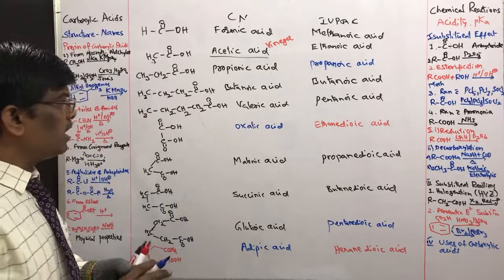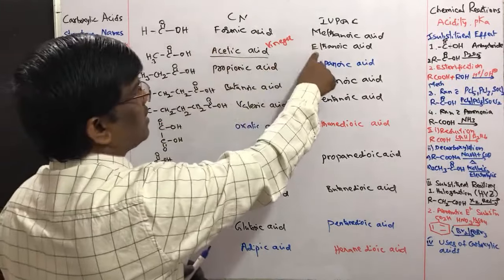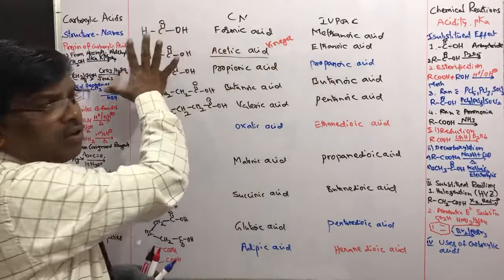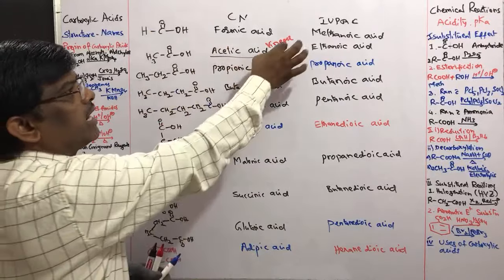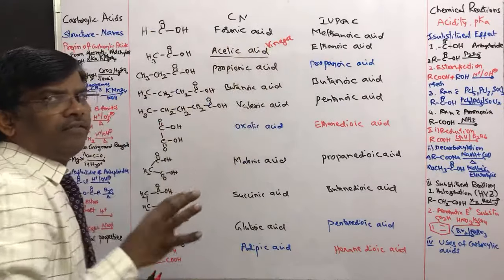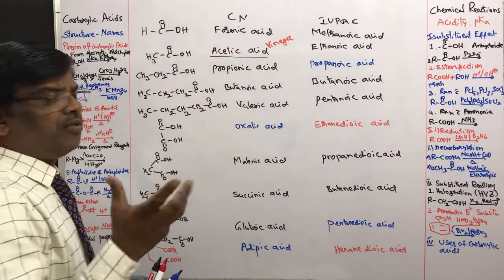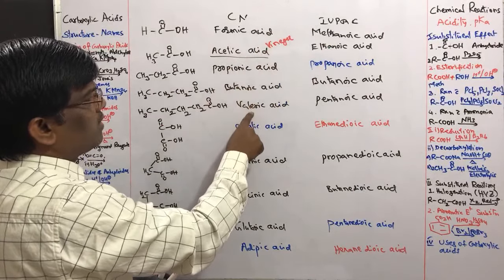So how to remember the names of these compounds? These are no doubt methanoic acid, ethanoic acid. Based on IUPAC you can remember. Formic acid you have to remember. Acetic acid, common name is vinegar. You will get this vinegar or acetic acid in different forms. What is the acid used as a food additive? Is it vinegar or some other acid? Propionic acid, butanoic acid, valeric acid.